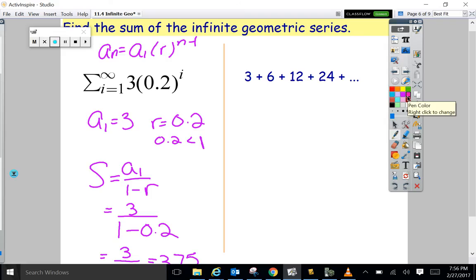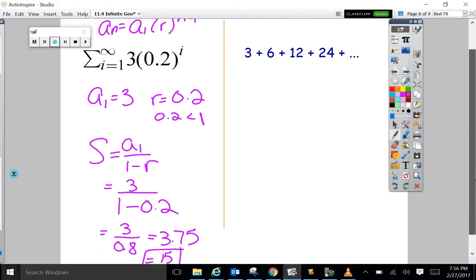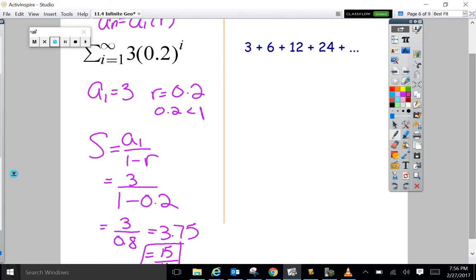All right, the one on the right, we need to find the sum of this series. We first need to find a sub 1 and r again. So a sub 1 over here is going to be our first term. That's going to be your 3. R, if it's not completely obvious, again, take the second term and divide it by the first term. R in this case gives me 6 divided by 3, which is 2 over 1, or just 2.